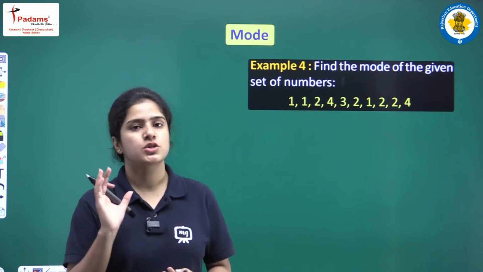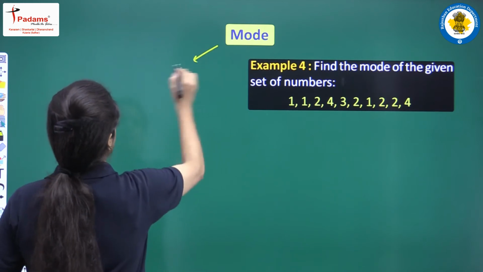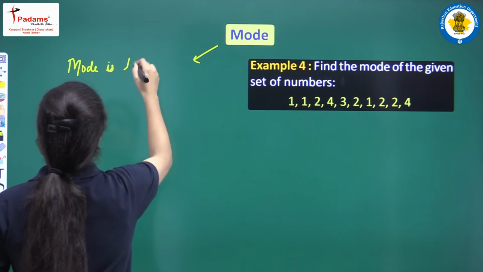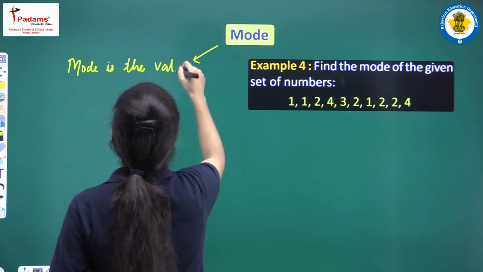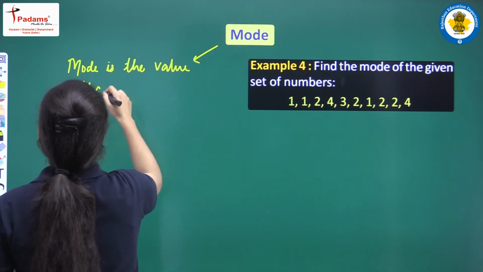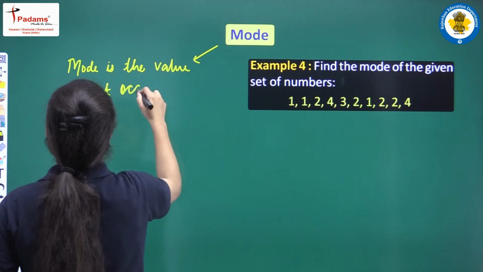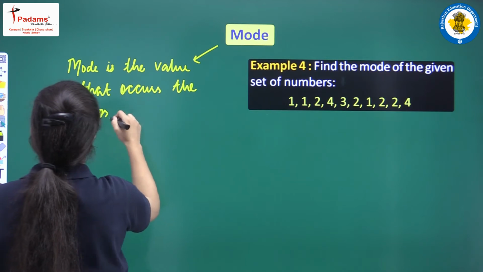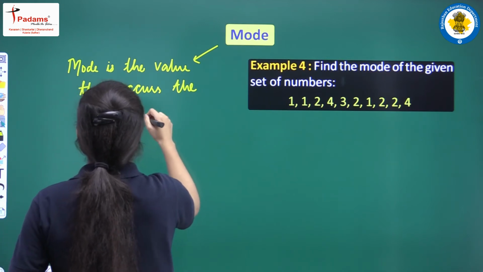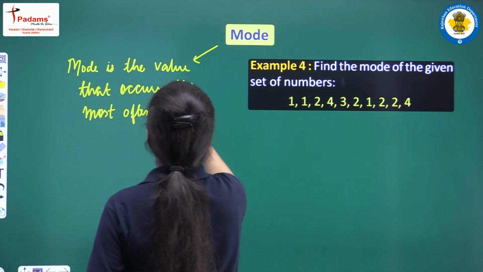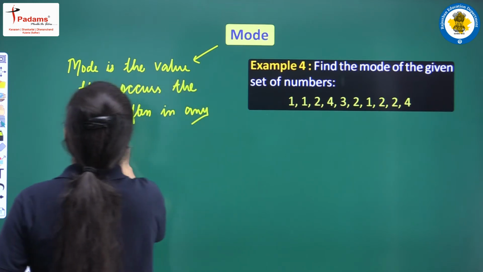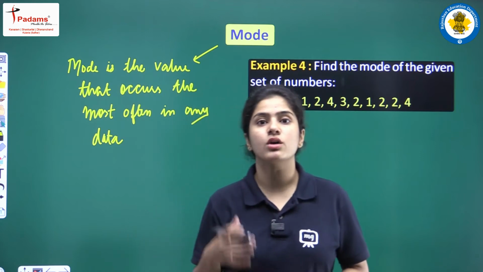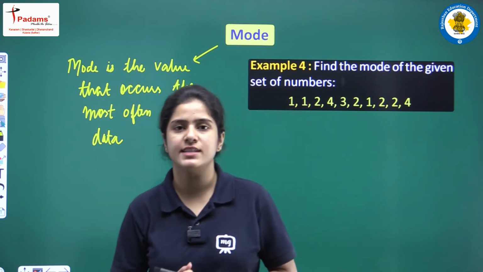Okay students, so what is mode? Mode is the value that occurs the most often in any data. Alright students, so mode is the value that occurs most often in any particular data.